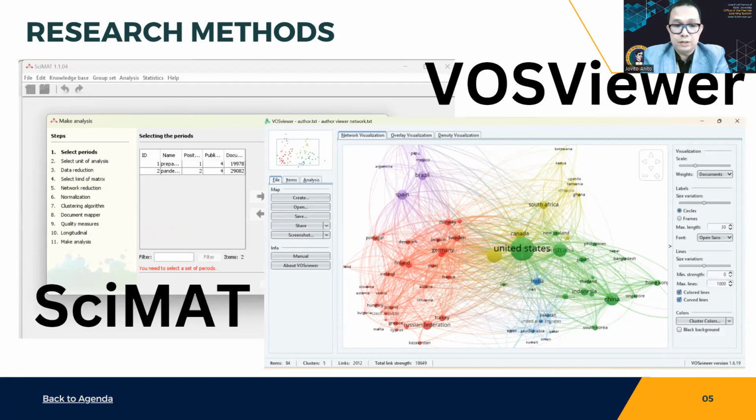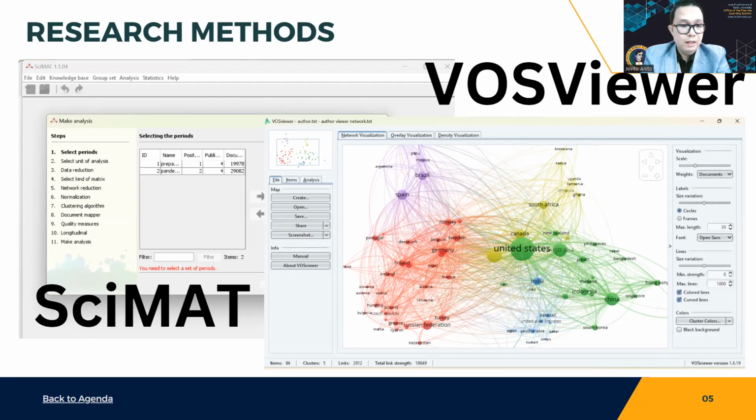SciMAT analysis, which includes the selection of the period. In this case, I selected 2016 to 2019 as period 1, which is the pre-pandemic period, and 2020 to 2023 as period 2, or the pandemic period. The unit of analysis is words. Data reduction includes keywords that appear in at least 25 articles. And then I use the association matrix. Network reduction is 10 for the maximum and 3 for the lowest.